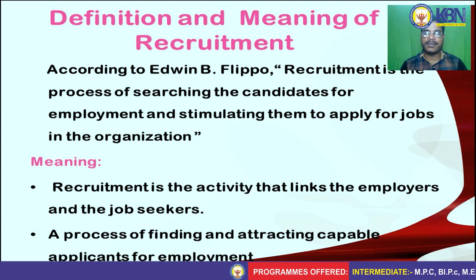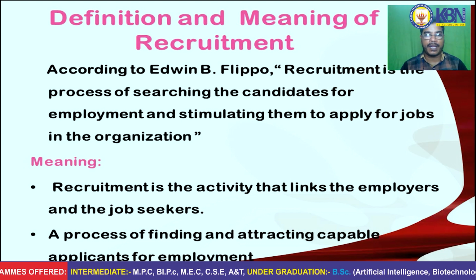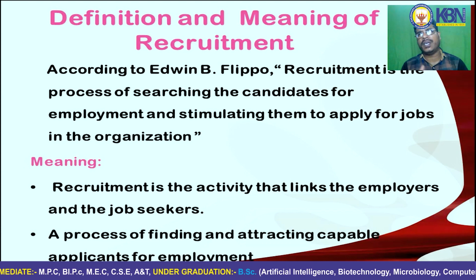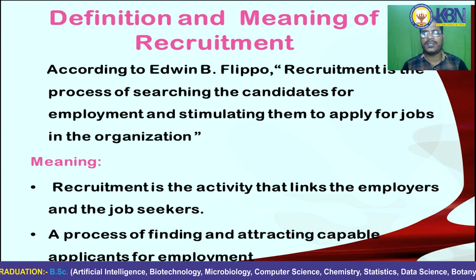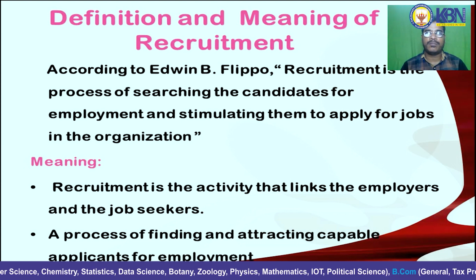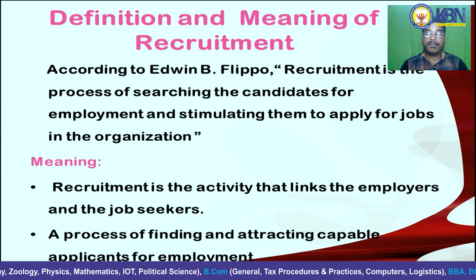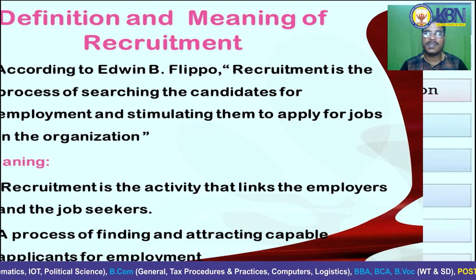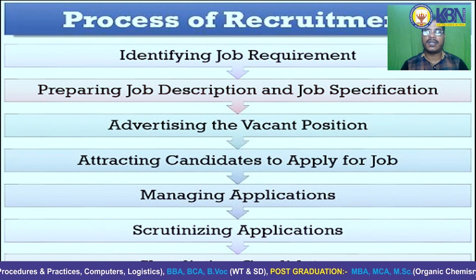And recruitment is an activity that links the employers and the job seekers, and it is a process of finding and attracting capable applicants for employment. Whatever notifications we see in the newspapers, or in the job web portals, all of those fall under the recruitment process, right? After conducting this recruitment process, the organization will go for the selection process. So before the selection process, the organization should see what the sources are and how the recruitment has to be carried out.